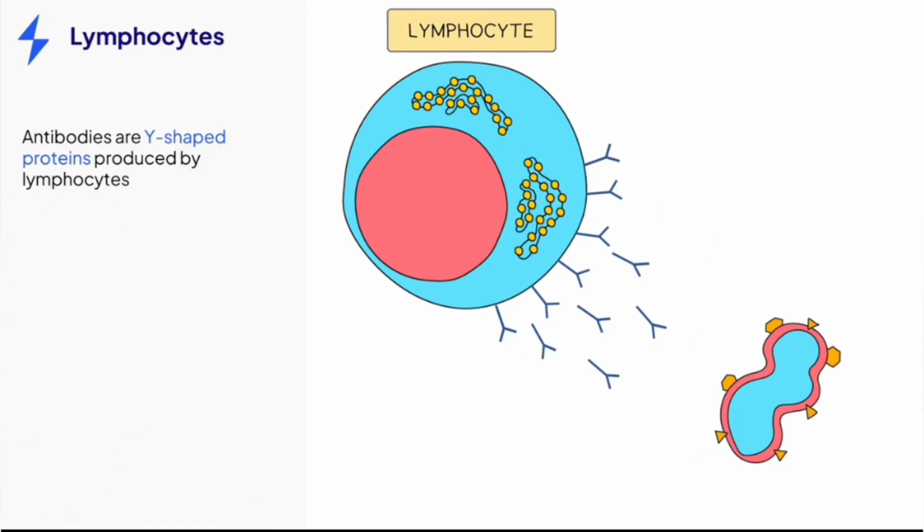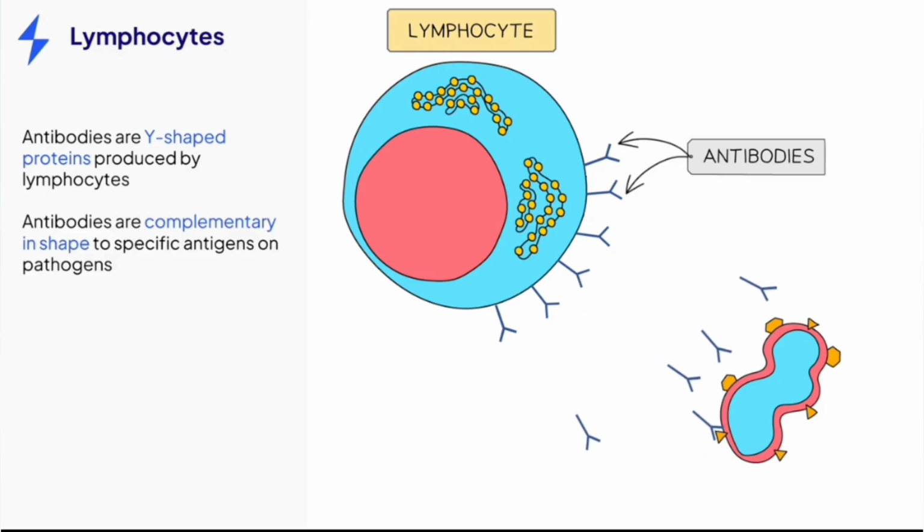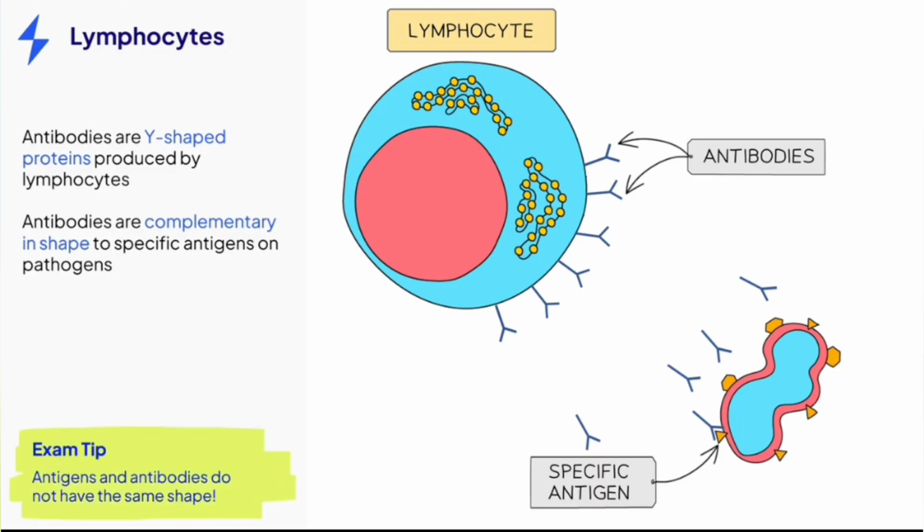Other white blood cells, known as lymphocytes, will produce Y-shaped proteins called antibodies, which will bind to antigens. Antibodies have a shape that is complementary to specific antigens on the surface of the pathogen. Remember that complementary does not mean they have the same shape. Their shape fits together like puzzle pieces.